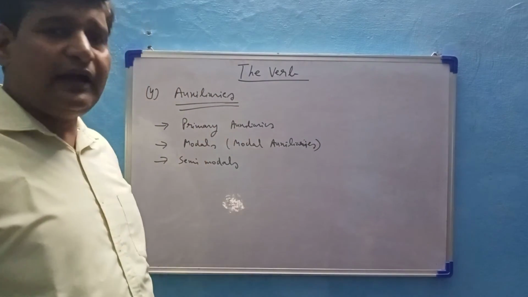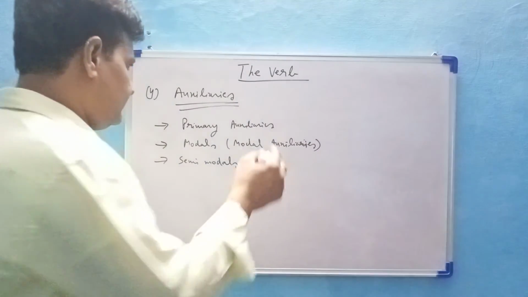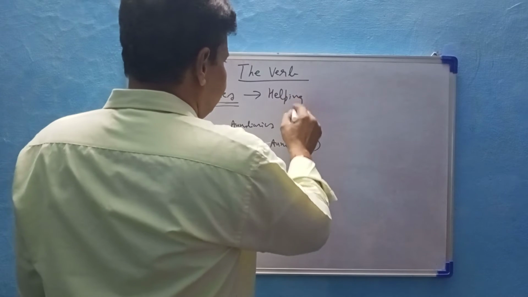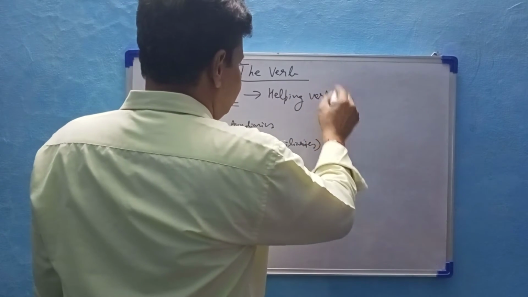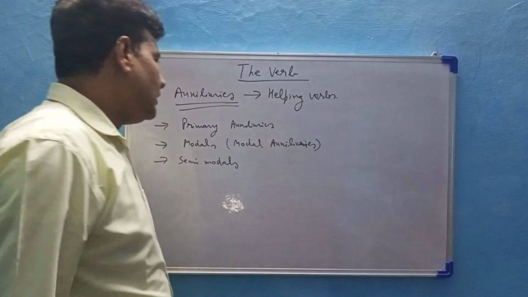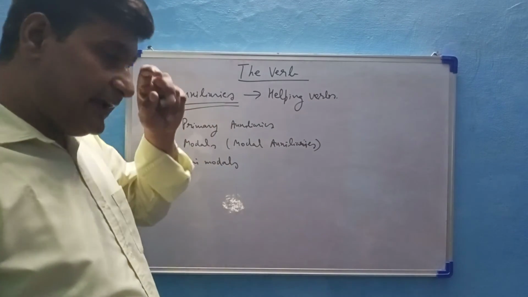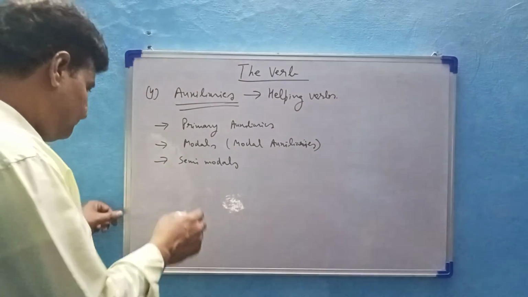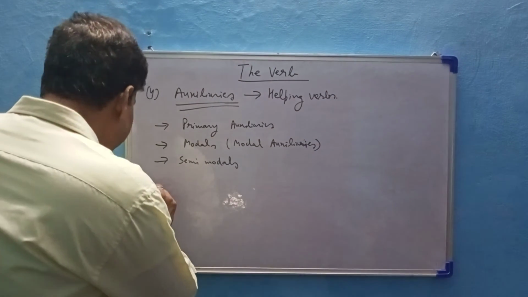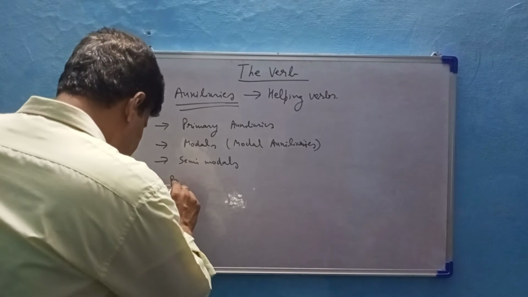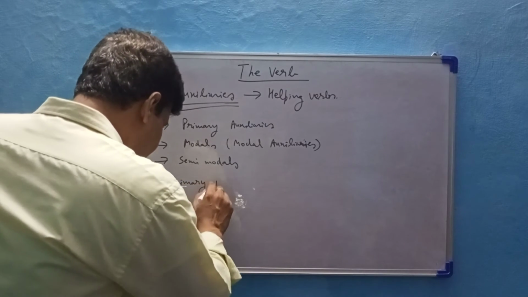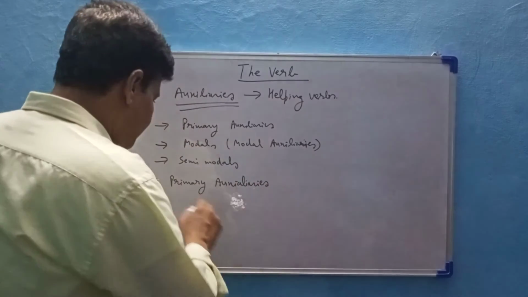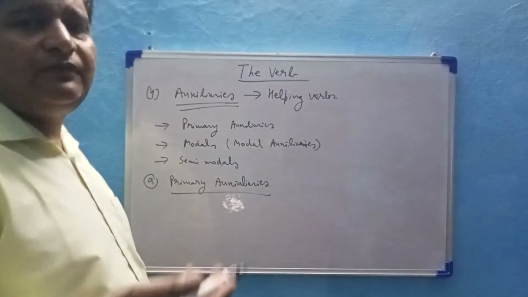What are auxiliaries? Auxiliaries are the helping verbs. Now, what are primary auxiliaries? We will understand them one by one. What are primary auxiliaries? Primary auxiliaries: the verbs of the form be.